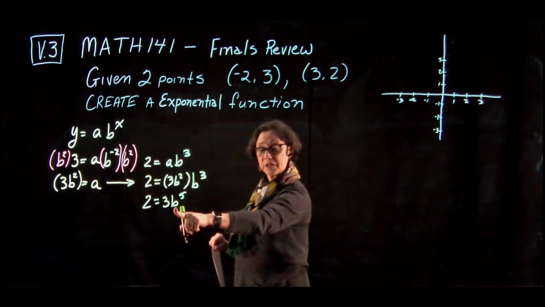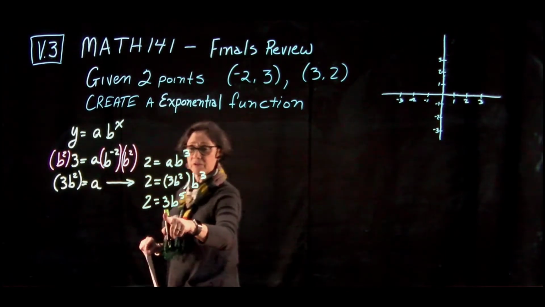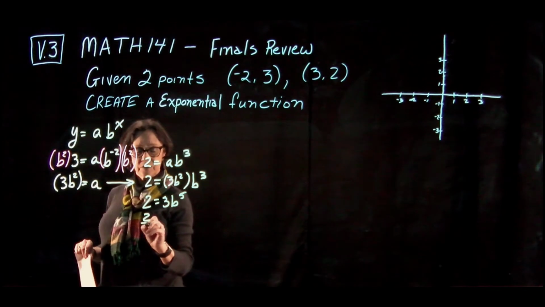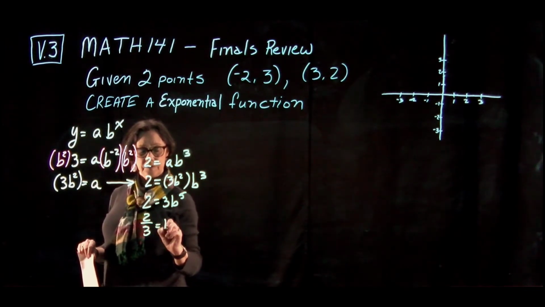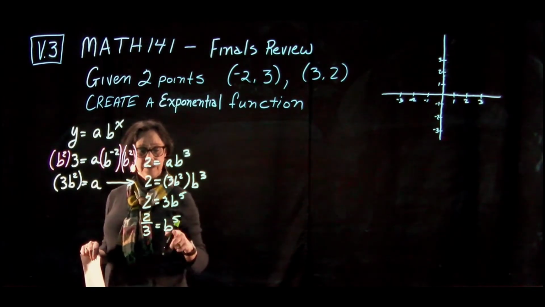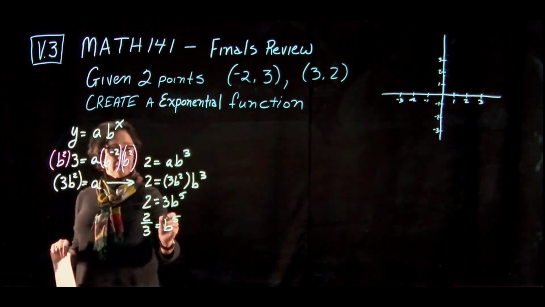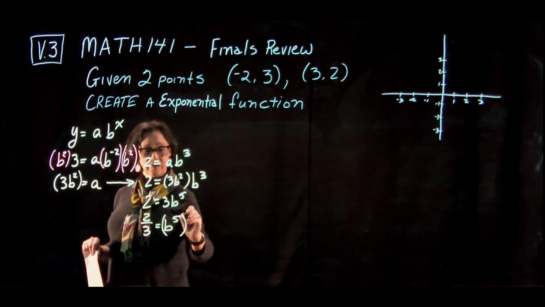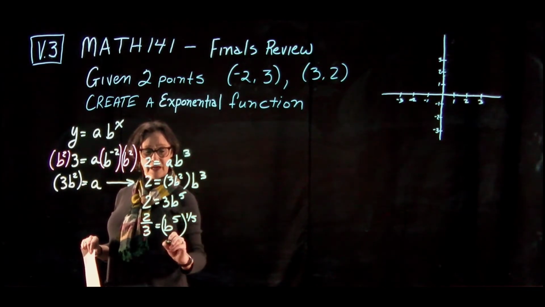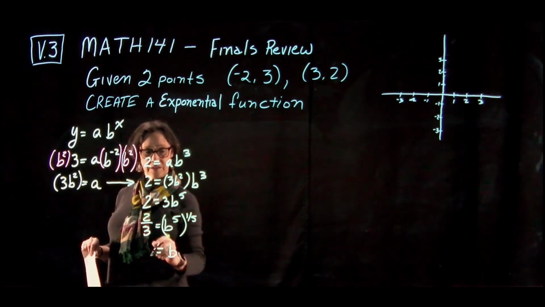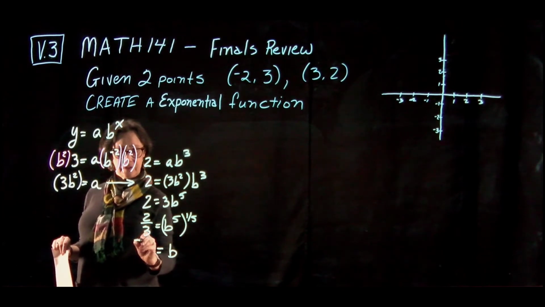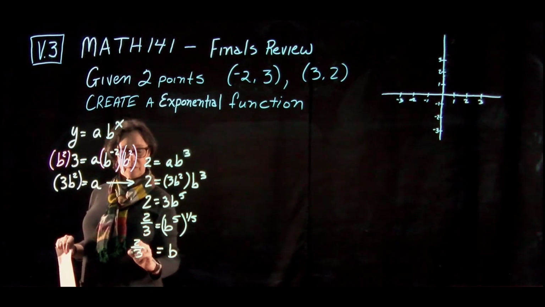To solve for b, I'm going to first divide by 3. 2/3 equals b to the 5th power. To isolate b, I'm going to raise it to the 1/5 power. This gives me b to the 1st power on the right, and this to the 1/5 power.